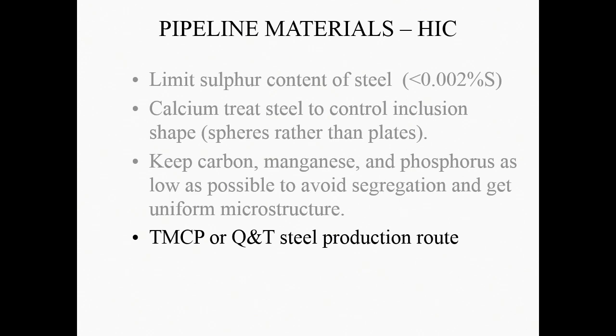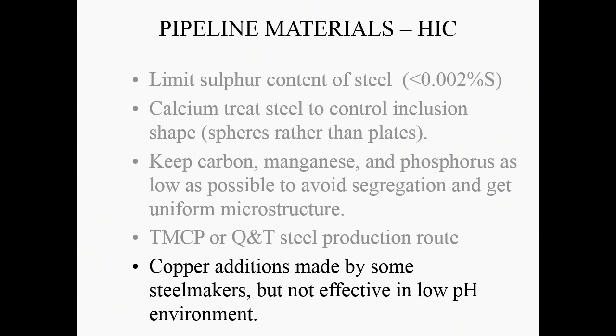We want to use the thermomechanically controlled processes, so controlled rolling, to reduce the grain size of the steel to improve its strength, because that improves its toughness as well. And if you can do that without adding alloying elements, then you will tend to get a microstructure which is much less susceptible to hydrogen cracking. Similarly, a quenched and tempered steel, where the microstructure isn't strengthened by large numbers of alloying elements, will give you a much better resistance to hydrogen-induced cracking.